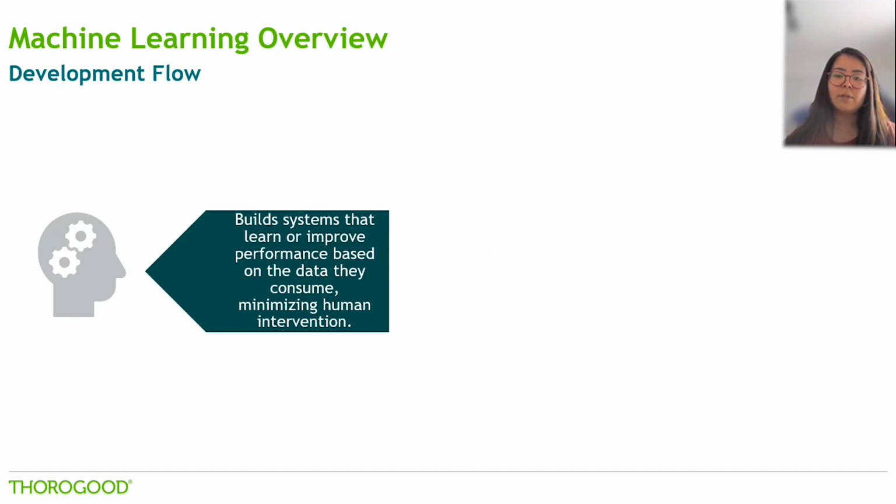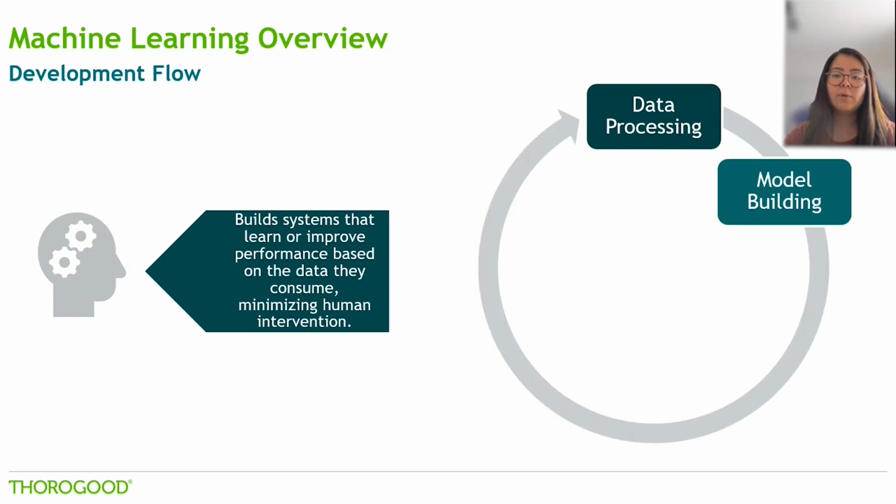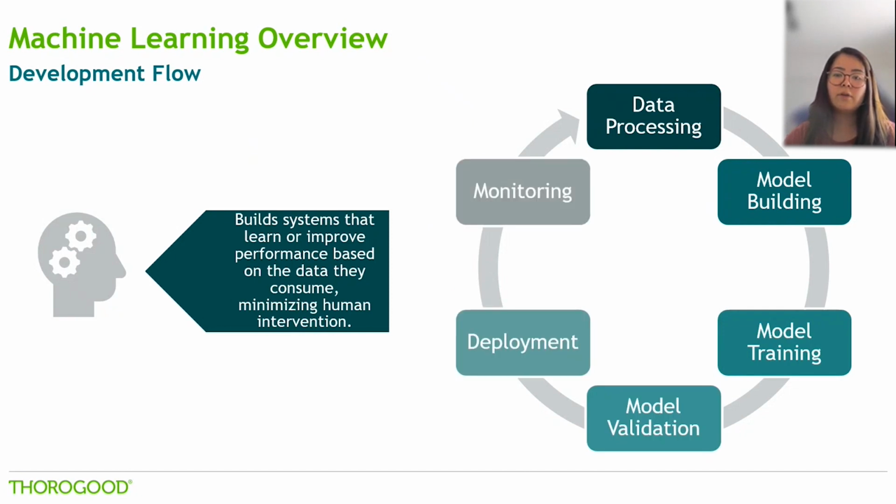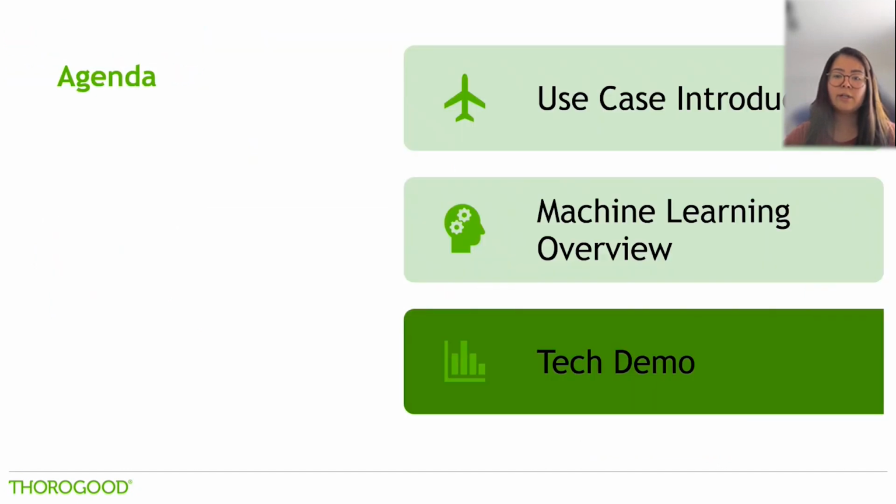And on the opposite side, machine learning builds systems that learn or improve performance based on the data they consume, minimizing human intervention. And to do so, the process is usually like this. It's necessary to process your data, build your machine learning model, use your processed data to train the model, use a portion of your data set to validate the model you built, deploy your model, and keep monitoring it to make improvements if necessary. Now we'll go back to Fernando for our tech demo.